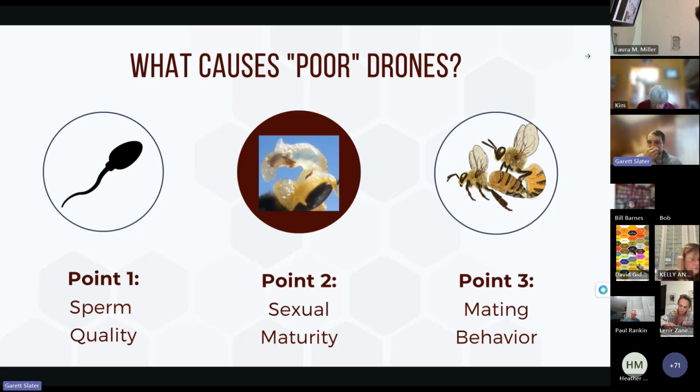So what causes a poor drone, or what causes also a high quality drone, is, one, sperm production during development, two, their ability to reach sexual maturity, and three, mating behavior. So ability to find, locate, and mate with a queen.